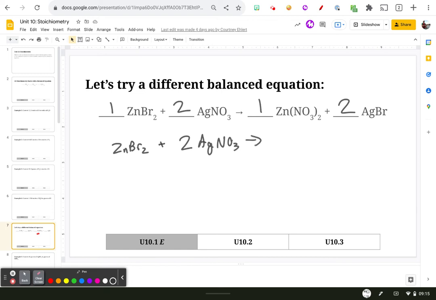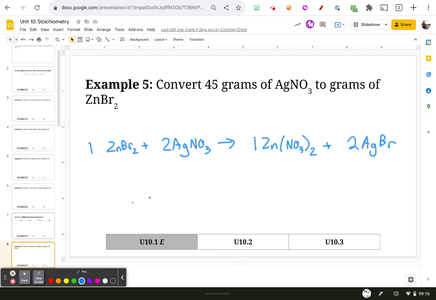So I have a little bit more room on the top and the bottom. All right, here we go for example 5. Again, I have to look at the information I'm starting with. I'm starting with 45 grams of AgNO3. We're going to do the same thing: gram numbers go above the species they're talking about, moles go below. So I have 45 grams of this, and I need to find grams of ZnBr2. ZnBr2 is over here.